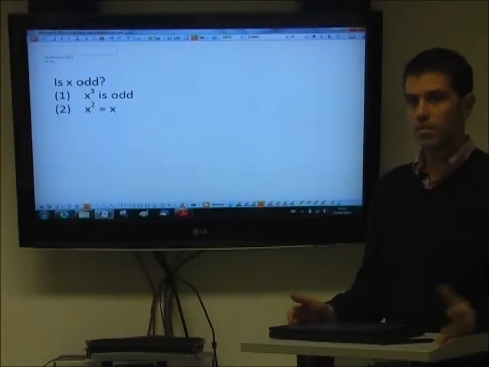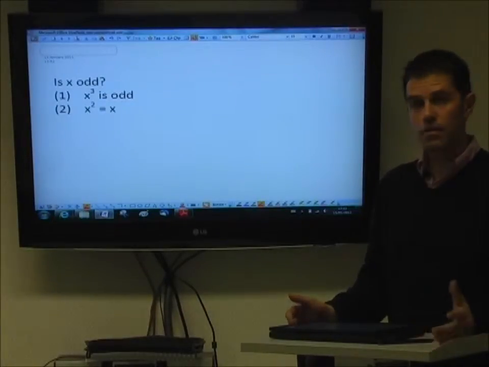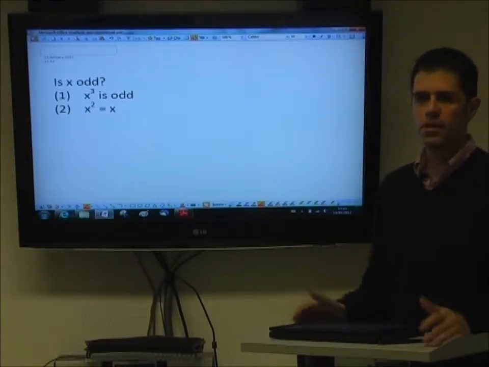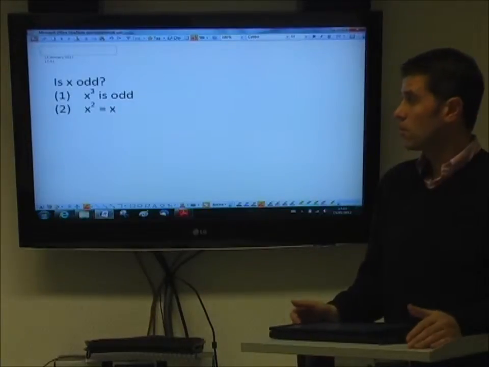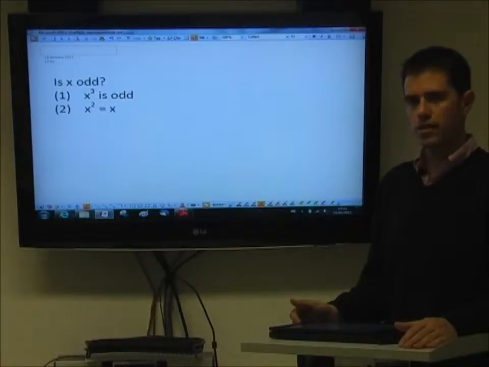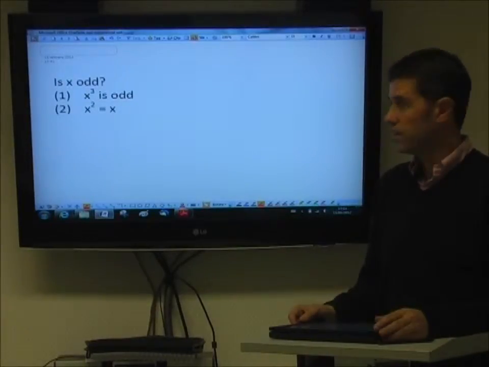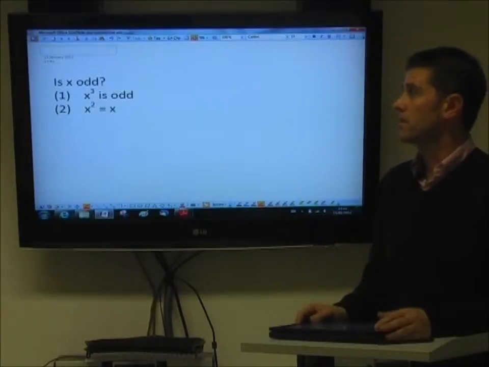Here's a perfect example of a data sufficiency question that most people have so much trouble with. What I found is, as far as all the data sufficiency problems are concerned, the ones that are either algebra related or number property related tend to be the most challenging for people, mainly because they don't know what they're supposed to be tested on, or what they're being tested on rather.